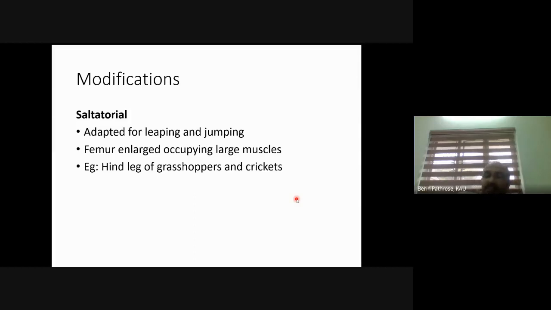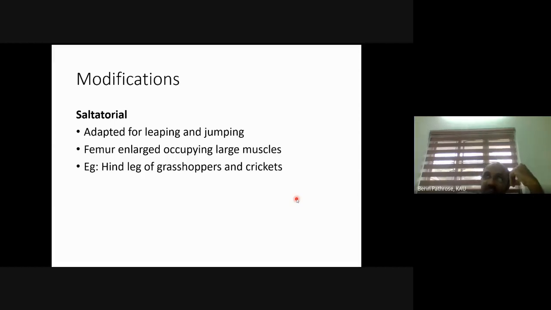Saltatorial legs. These legs are seen in the hind legs of grasshoppers. One thing you have to remember is that if you discuss any modification, you have to write about the examples. But when we are discussing legs and wings, we should write specifically which leg or which wing is modified. Here in the case of grasshoppers, only the hind legs, or the metathoracic legs, are modified as saltatorial. The other two, forelegs and midlegs, are not at all modified as saltatorial. They are modified into another kind of modification. That's the next one that we will discuss.